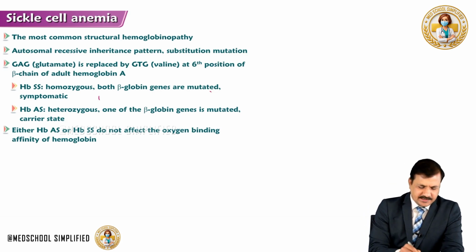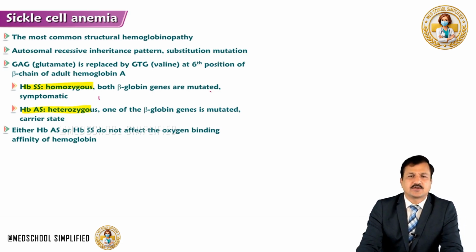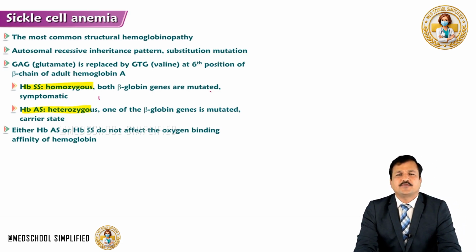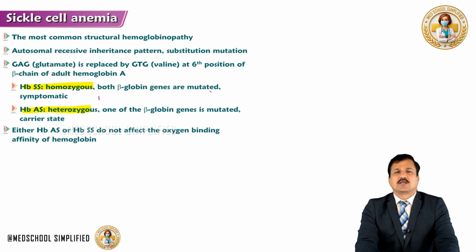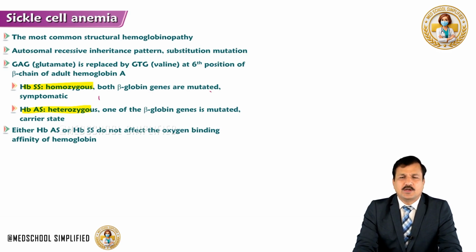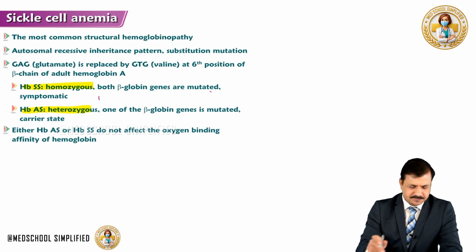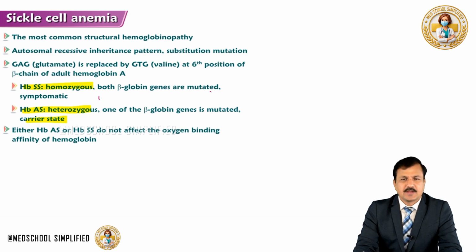Whereas sickle cell trait is a heterozygous condition where one of the two beta globin genes is mutated. That means one of the two beta globin proteins is a mutated one, the other is normal. Because these people have one normal beta globin chain and one abnormal beta globin chain, they act as carriers and do not show any signs and symptoms. So that's a carrier state.